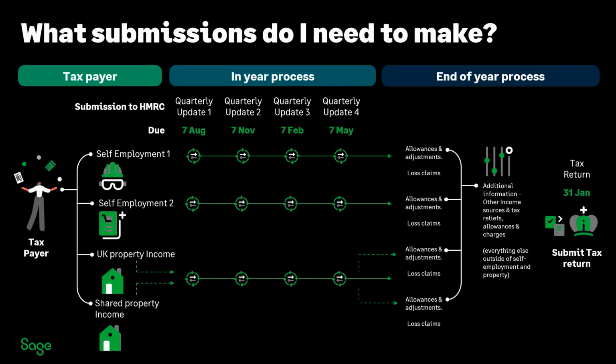And as I've explained, by the 31st of January, you will then submit your final tax return. And all you're doing is confirming that all that information that you've already submitted is correct and accurate to the best of your knowledge. Meaning HMRC can give you a more accurate estimation of your tax liability.